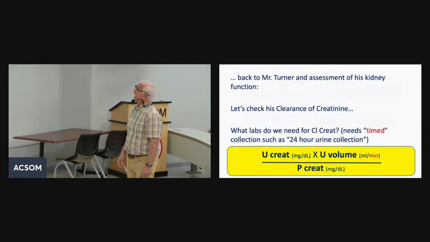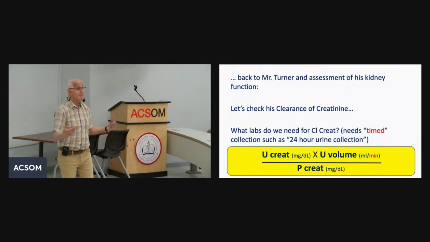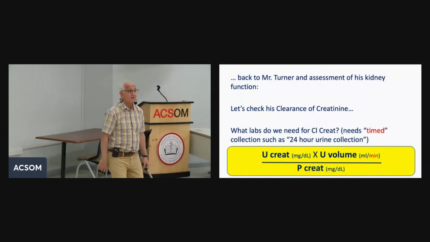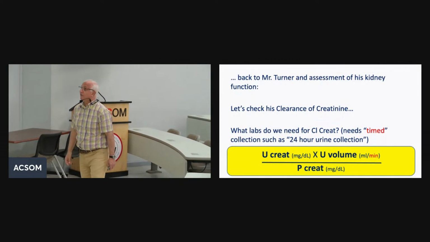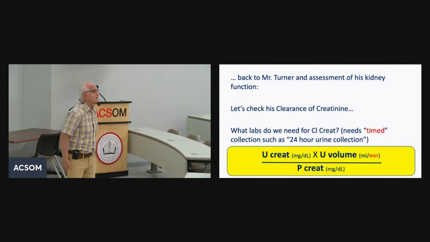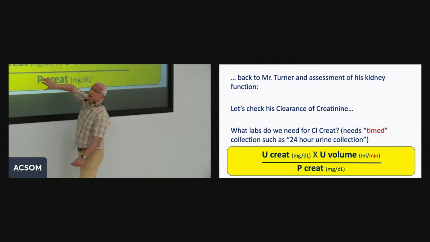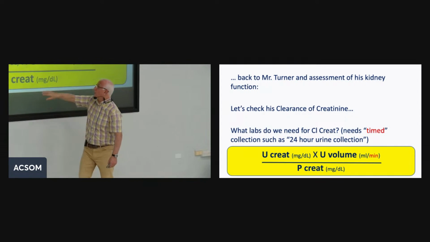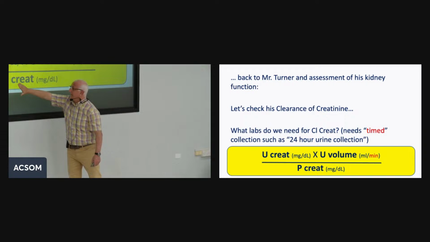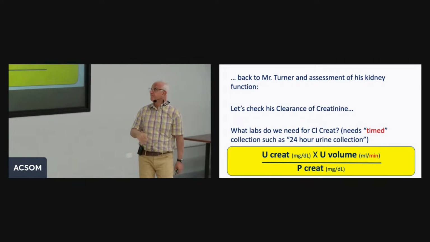Okay, our Mr. Turner came to us for an assessment of his kidney function. Let's check his clearance of creatinine. He came to us to tell him about his kidney function. What labs do you think we need to assess his kidney function? You have the labs that you need, the three of them here. You check his urine creatinine. You ask him to keep his urine for 24 hours, urine volume, and then you check serum creatinine. Right? Three things that you need.